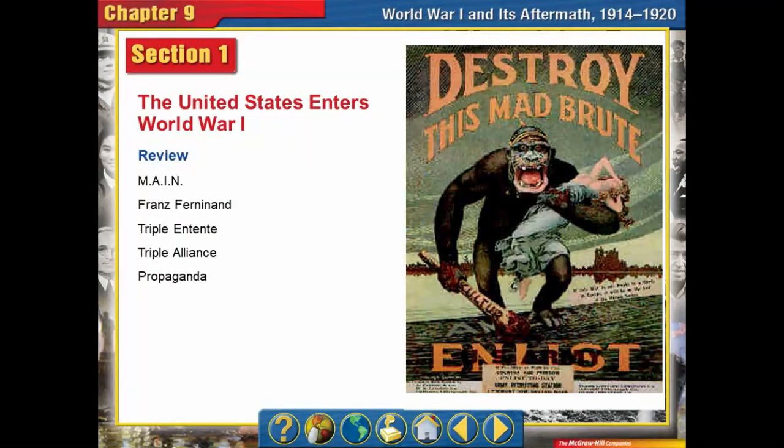Now, this unit started off by describing how World War I started. And you might remember the acronym MAIN, the causes of World War I. M stands for militarism, A, alliances, I, imperialism, and then N stands for nationalism. Those were the four main causes of World War I. Countries at that time tended to try to solve their problems with their military. And of course, if you're going to do that, that's going to lead to wars.